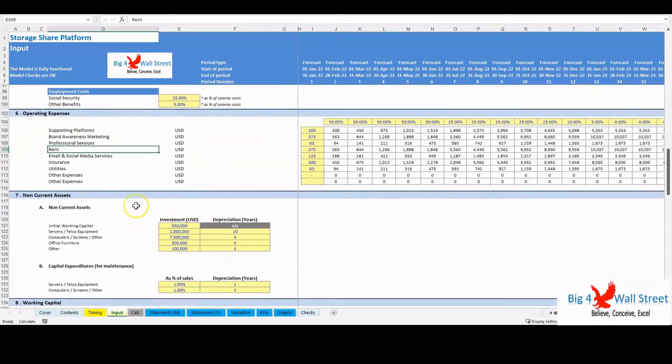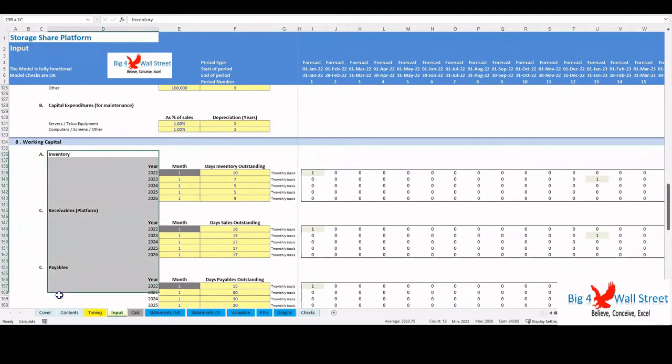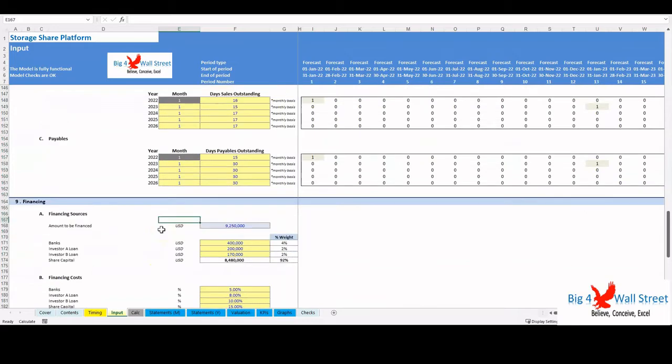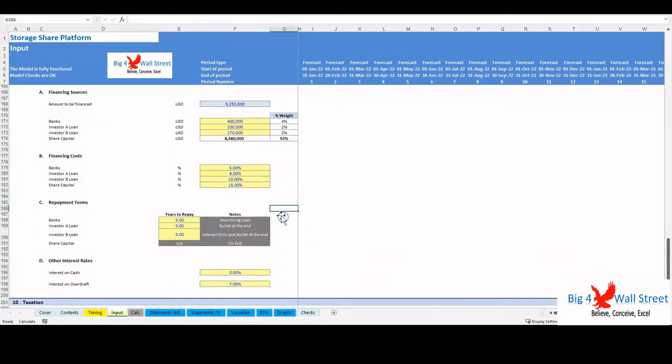Going forward you can adjust non-current assets, CAPEX as well as their depreciation schedule. The working capital assumptions, inventory, receivables, and payables can also be adjusted accordingly, and finally the financing assumptions of the business, whether these are debt or equity financed, can also be amended.